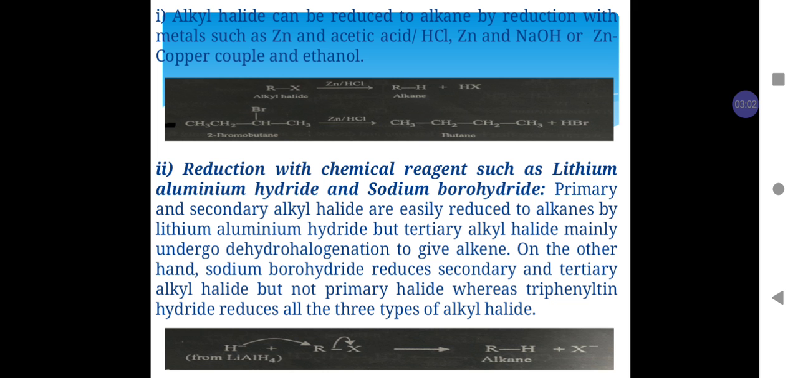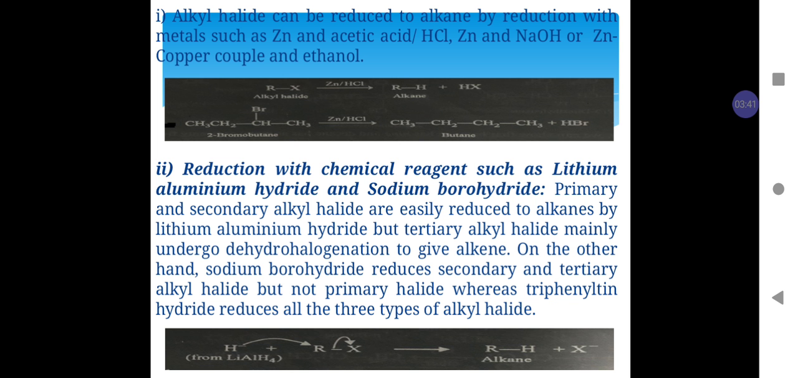For example, 2-bromobutane on reduction with zinc and HCl produce butane and HBr. Second direct reduction method is reduction of alkyl halide with chemical reagent like lithium aluminum hydride and sodium borohydride. We can also use triphenyl tin hydride to reduce alkyl halide into alkane.